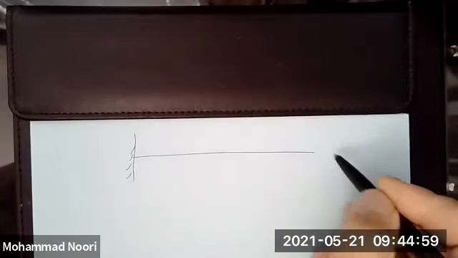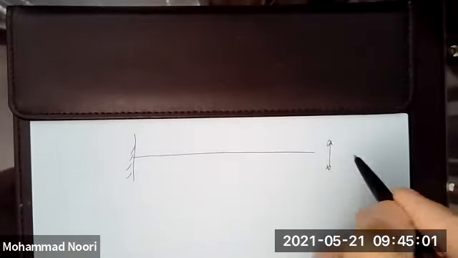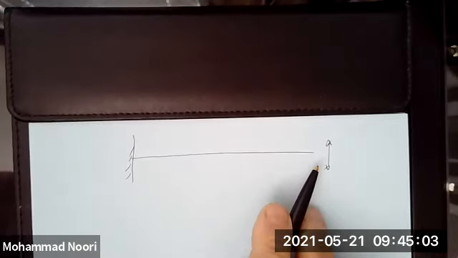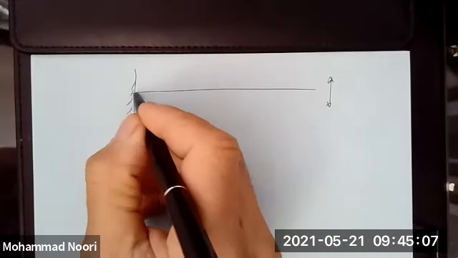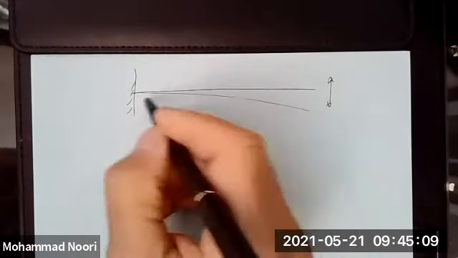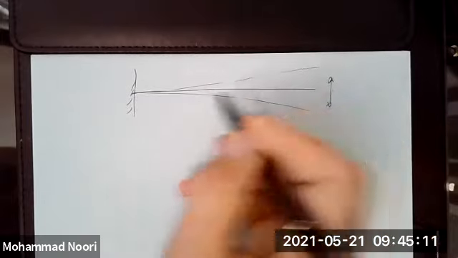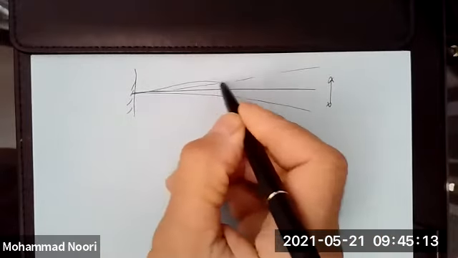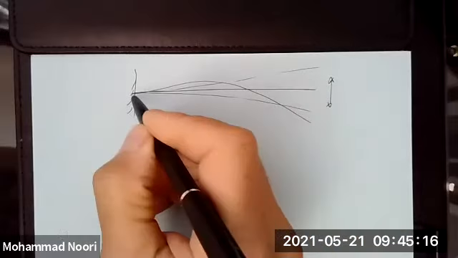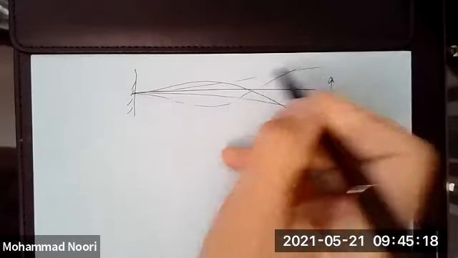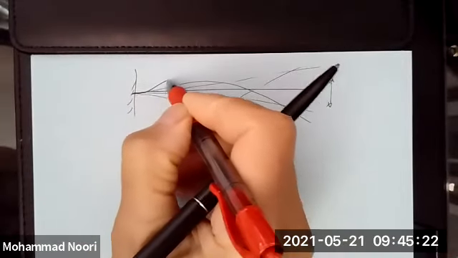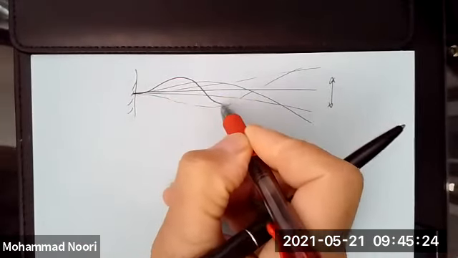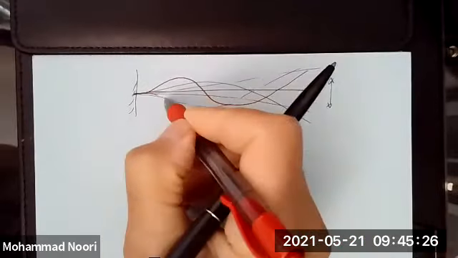In fact, you've seen that in lab experiments that you have done, that if you consider a cantilever beam, depending on the intensity of the input frequency, this beam may displace like this, or may displace like this, or may displace like this.